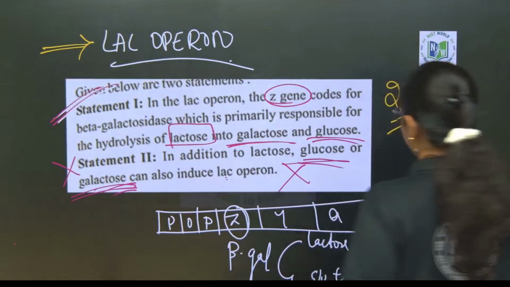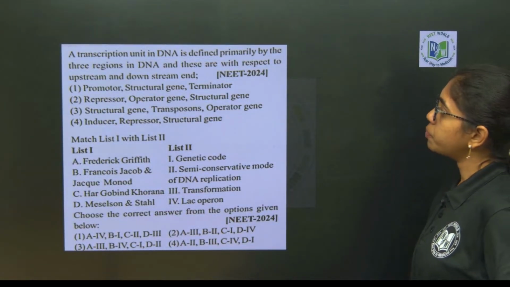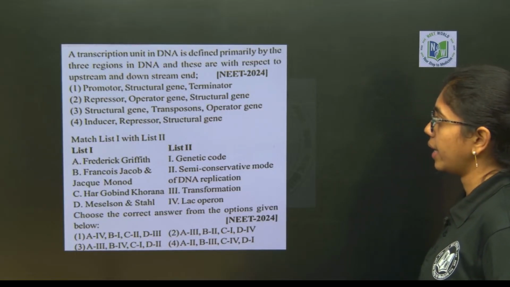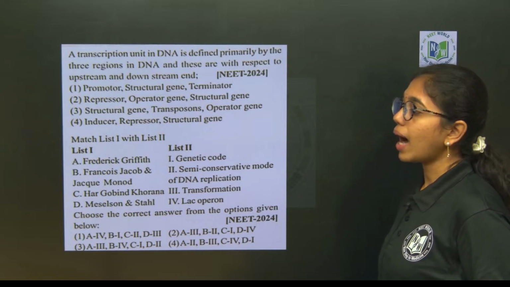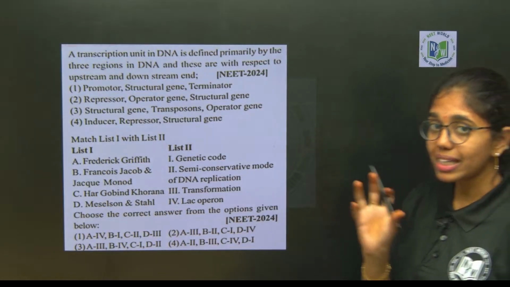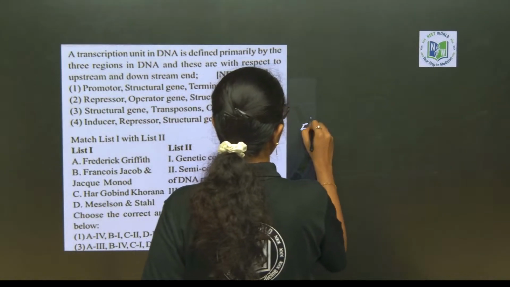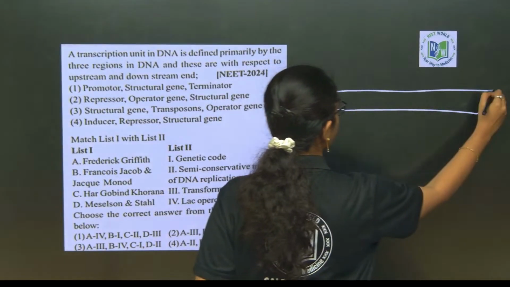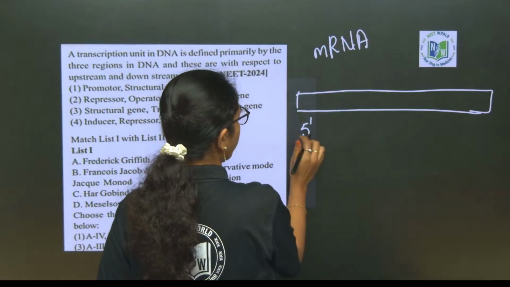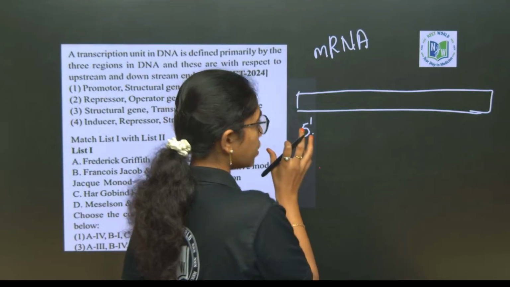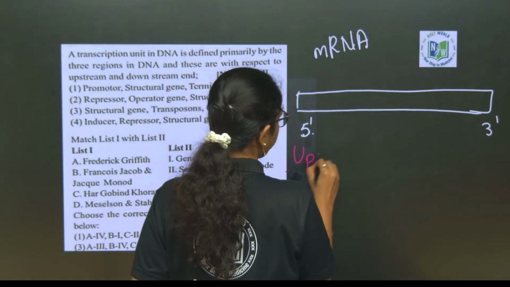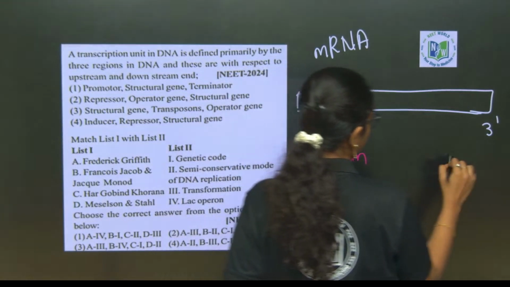Okay, next question. A transcriptional unit in DNA is defined primarily by 3 regions in DNA, and these are with respect to upstream and downstream. So here, what is upstream? Upstream is the 5' end of the coding strand or the mRNA. The 5' end of the mRNA or the coding strand is the upstream, and the 3' end is downstream. This is upstream and downstream.